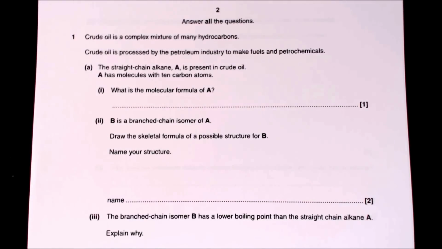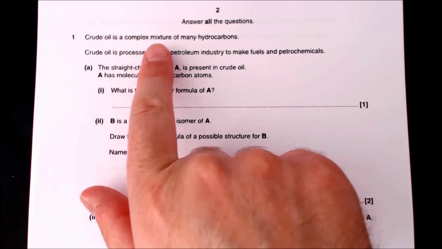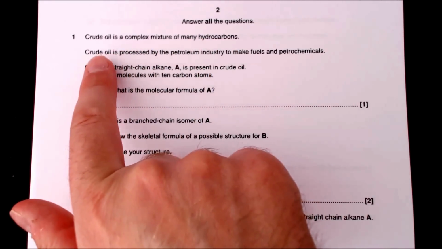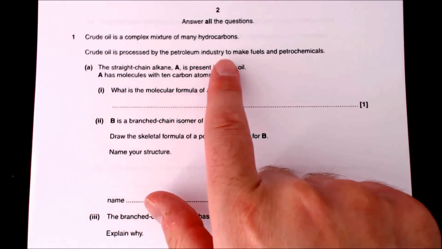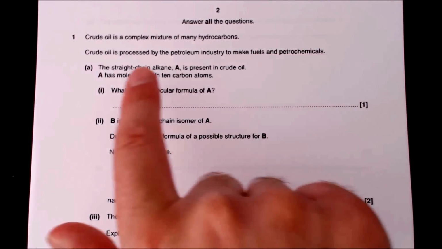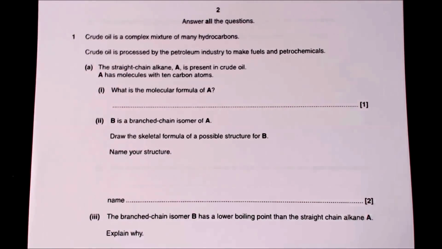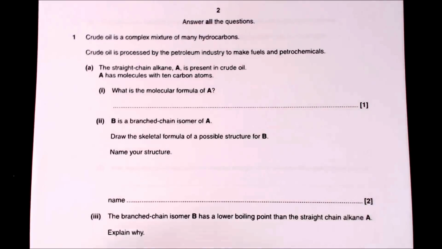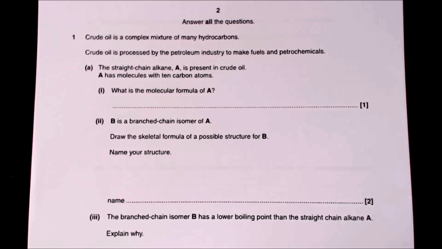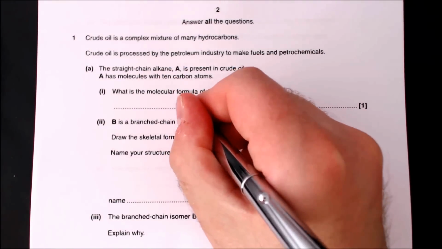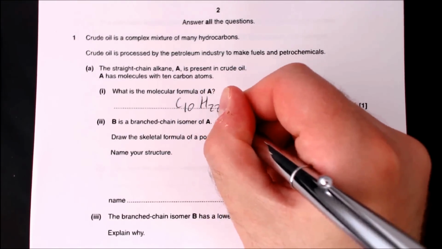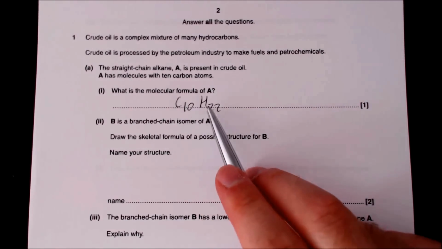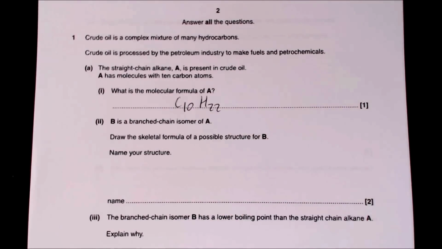So we're going to start with question 1, and it says crude oil is a complex mixture of many hydrocarbons. Crude oil is processed by the petroleum industry to make fuels and petrochemicals. The straight chain alkane A is present in crude oil. A has molecules with 10 carbon atoms. What is the molecular formula of A? So the molecular formula would be C10H22. So it's an alkane, so it's going to be CnH2n plus 2, which is going to give us H22.